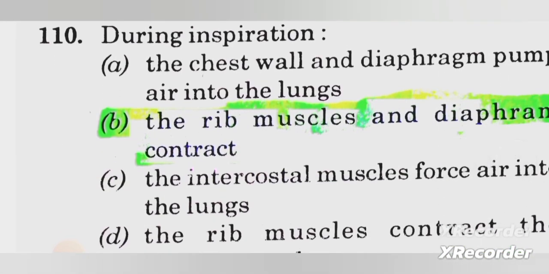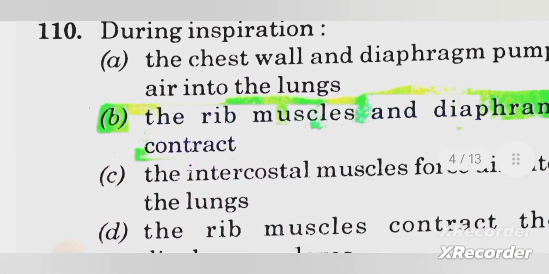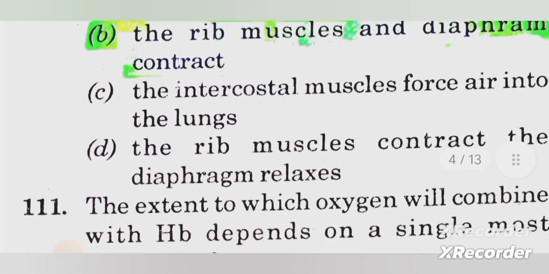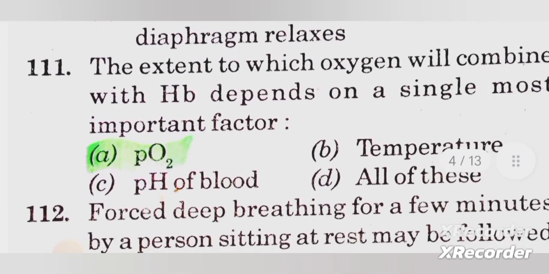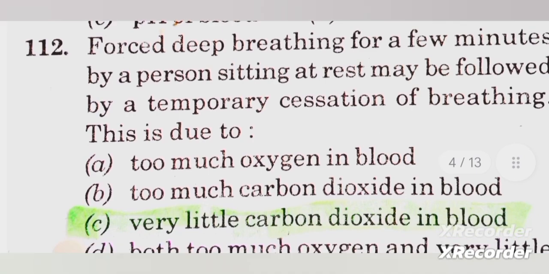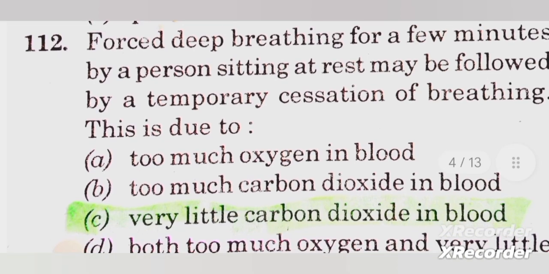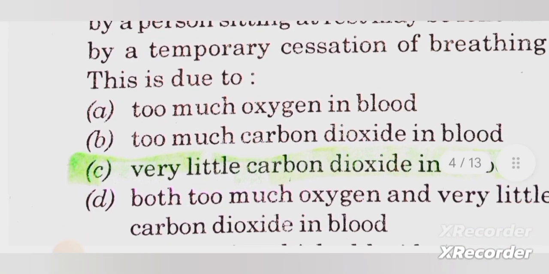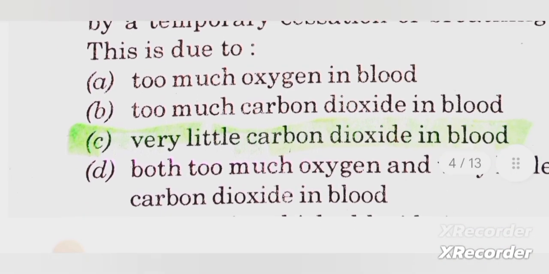Next, 110. During inspiration, answer B. The rib muscles and diaphragm contract. Next, 111. The extent to which oxygen will combine with Hb depends on a single most important factor. Answer A. PO2. Next, 112. Forced deep breathing for a few minutes by a person sitting at rest may be followed by a temporary cessation of breathing. This is due to answer C. Very little carbon dioxide in blood.